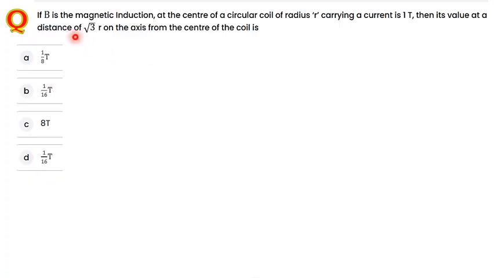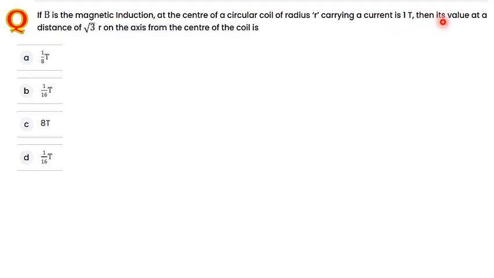The next problem: B is the magnetic induction at the center of a coil of radius R carrying a current I, and the magnetic induction given here is 1 Tesla. Listen here, it can be a little confusing, so concentrate. The magnetic induction at the center of the coil is 1 Tesla.